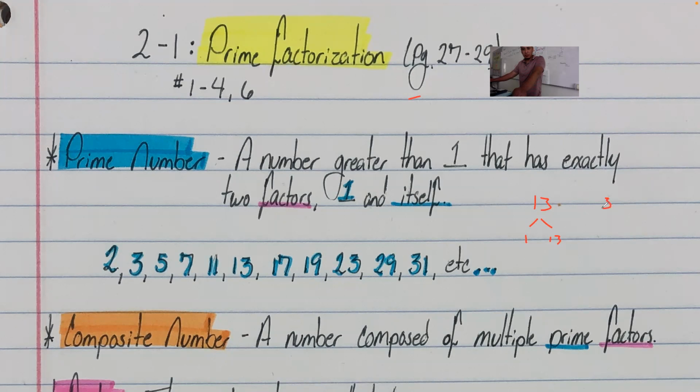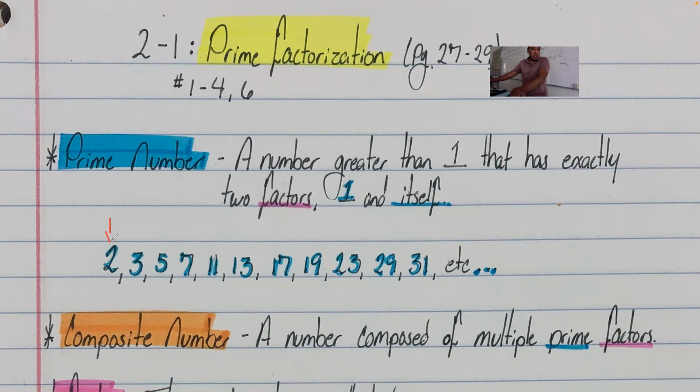The number 3, what gives you 3 when you multiply together? Again, we're only talking about multiplication in this lesson. Well, just 3 times 1, and that's it. 1 times 3, nothing else. Those are prime numbers, ladies and gentlemen.